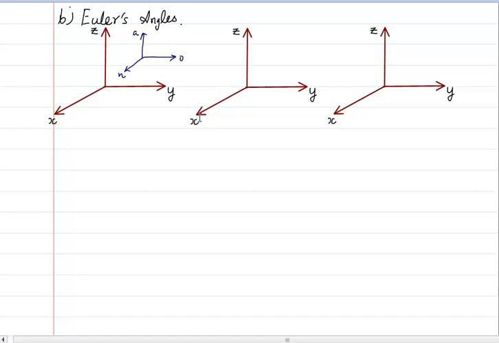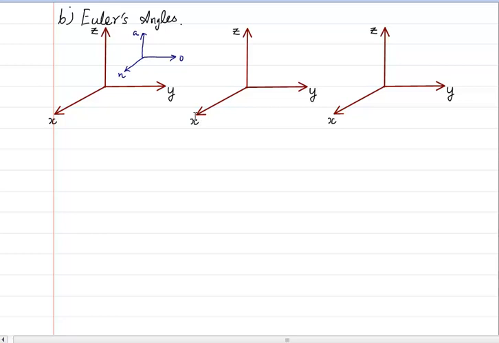Okay. Next, we are coming to the Euler's angle method, which is another method of configuring the orientation of the wrist. RPY is the one that we saw just now. And now we are going to look at the Euler's angle configuration method.